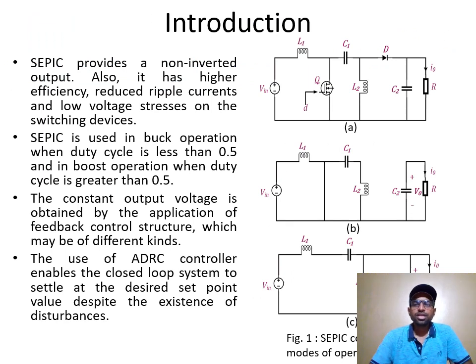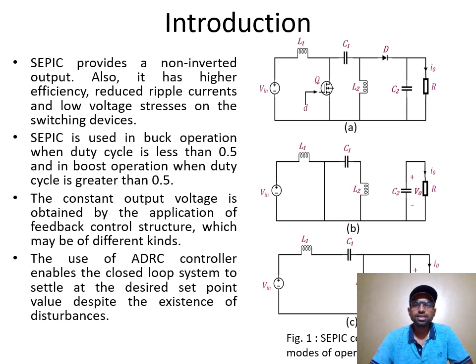So this is the circuit diagram of a SEPIC converter, where we have two inductors, two capacitors, a diode and a MOSFET or a switch. The SEPIC converter usually provides a non-inverted output and it has high efficiency, reduced ripple currents and low voltage stresses on the switching devices. A SEPIC converter is actually a buck-boost converter that can operate in both buck and boost modes depending upon the duty cycle provided to it.